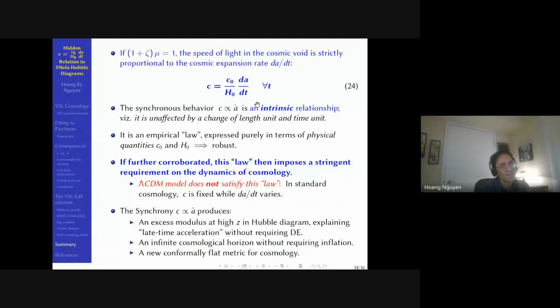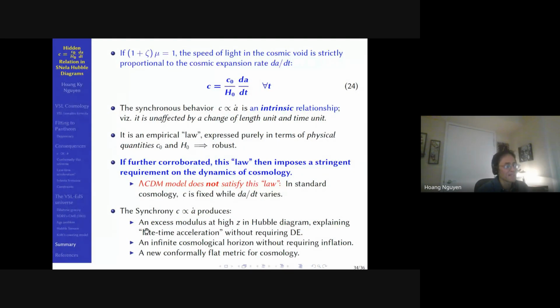So therefore, it cannot satisfy this relationship at all whatsoever. And so if this law is true, then this is the most decisive challenge against the lambda CDM paradigm. And the synchrony between c and ȧ, the da/dt, gives us quite a number of interesting things.